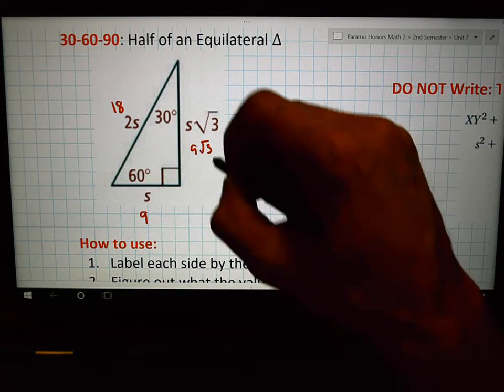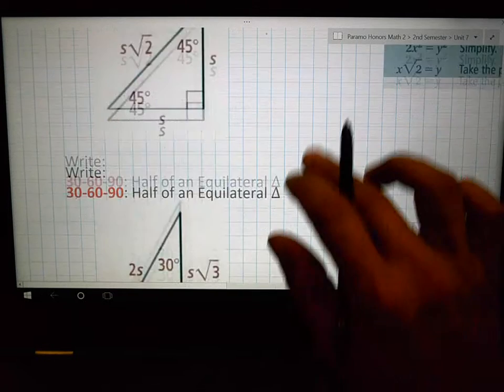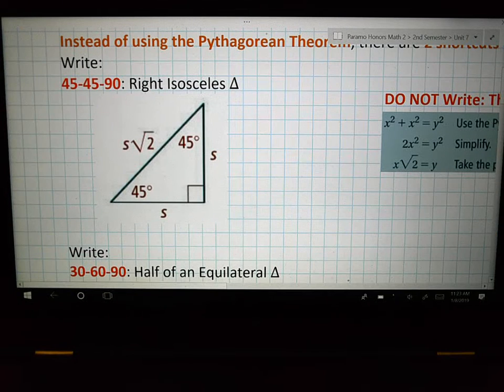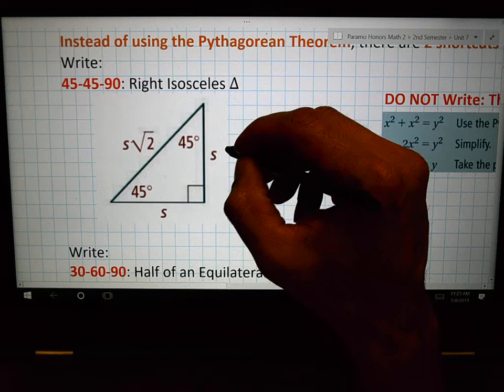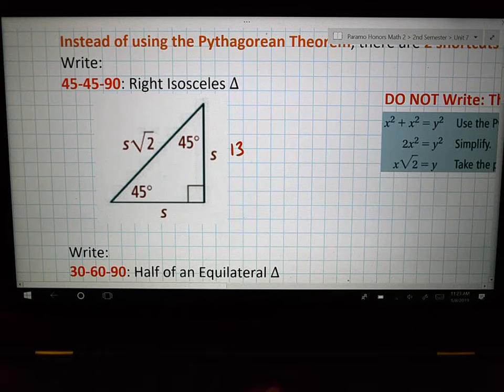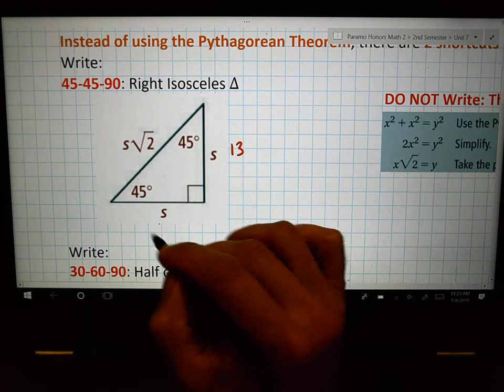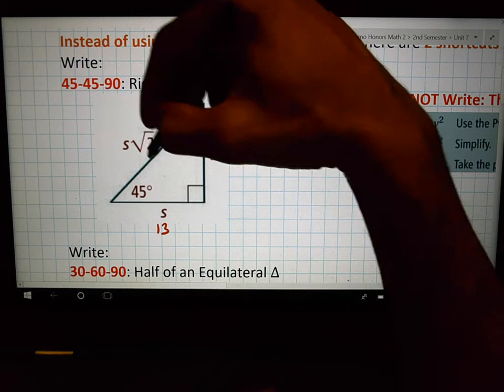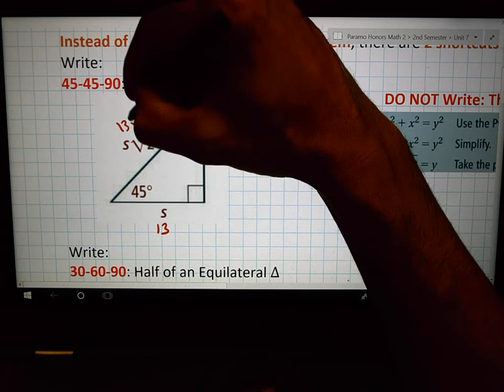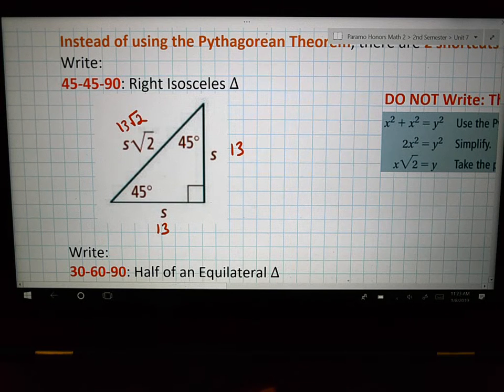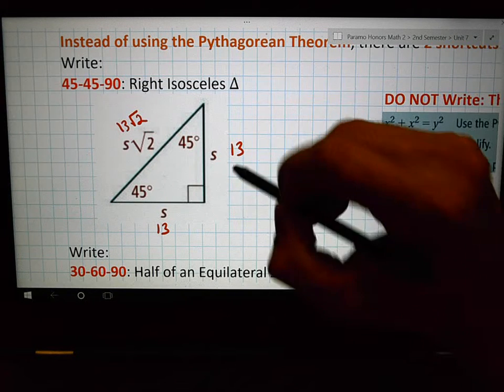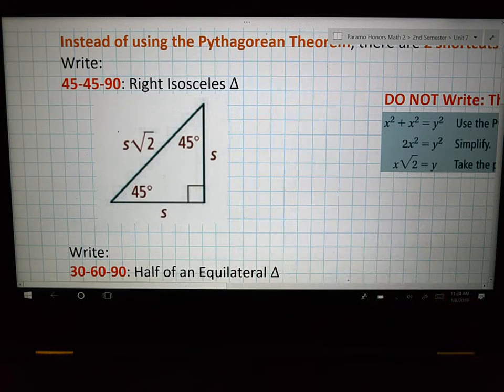It works also for a 45, 45, 90-degree triangle. Different pattern: S, S, S root 2. If I know that this side is 13, then the other side has to also be 13, and the hypotenuse would be 13 root 2. It's not a hard concept. You have to know the pattern. The pattern is something I'm going to expect you to memorize.